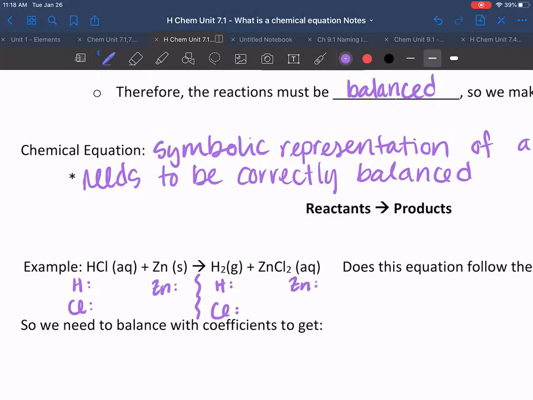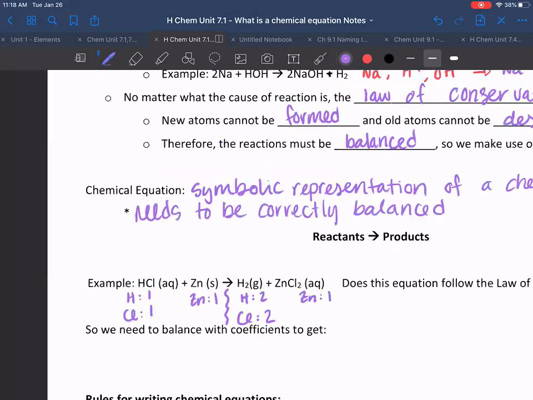And I'm going to keep them mirrored no matter how they're introduced so it makes sense in my head. And so now I'm going to look and count how many hydrogen atoms we have on the left side. Just one. We have one chlorine and one zinc. On the right side, though, we have two hydrogen atoms because it's H2, one zinc, and two chlorines because it's Cl2. So does this follow the law of conservation? No, we're forming more hydrogen and chlorine, which means this is not balanced.